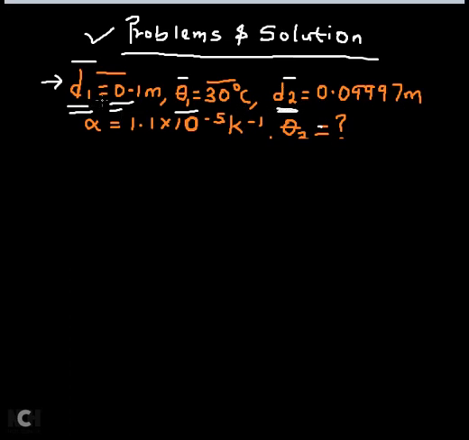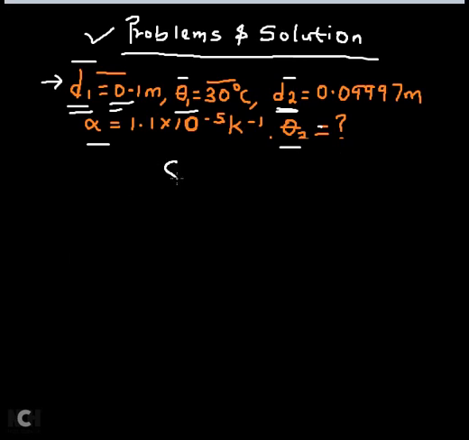We are looking at the temperature at which this initial diameter will change to this final diameter D2, which of course is 0.09997 meter, given that the linear expansivity of the steel is 1.1 times 10 to the power minus 5. So the question is, find the final temperature theta 2.